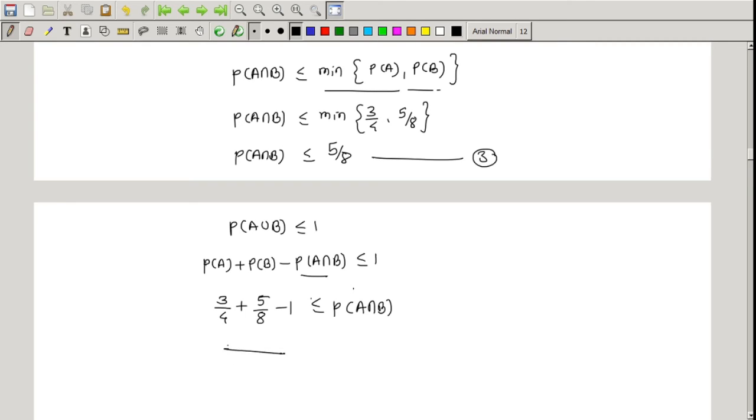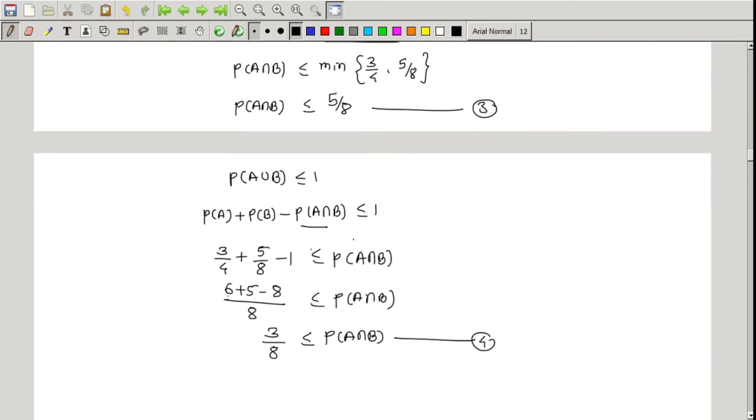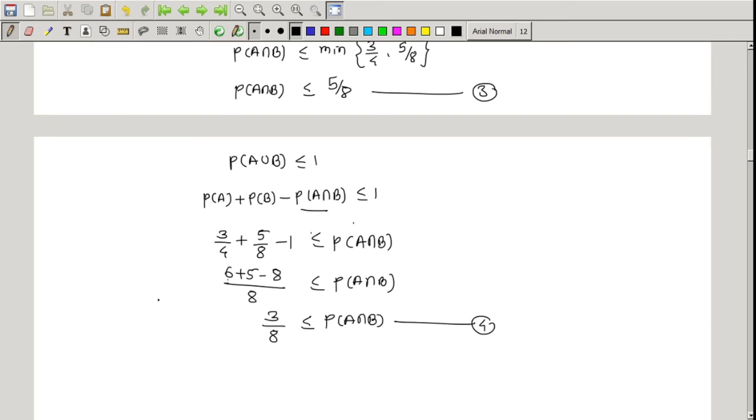And if I take LCM as 8, so we will get here 6 plus 5 minus 8 is less than or equal to probability of A intersection B. So finally we will get 3 by 8, which is less than or equal to probability of A intersection B. Equation number 4.